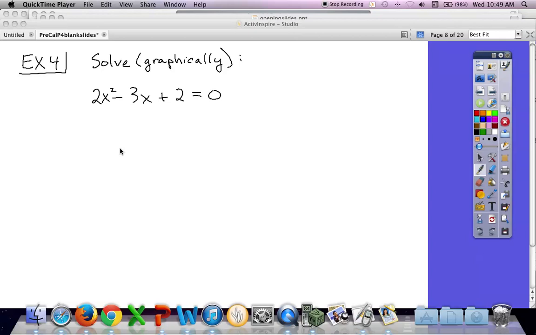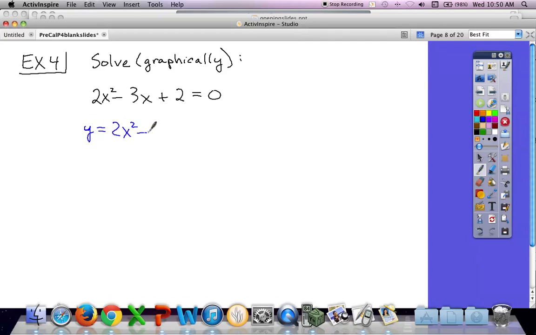So example 4, solve graphically. Okay, so number 1 step was make sure that it's an equation with all the terms on one side, 0 on the other. Okay, we already have that. Second step, make that y equals 2x squared minus 3x plus 2. Okay, third step, graph it and look for where it crosses the x-axis.